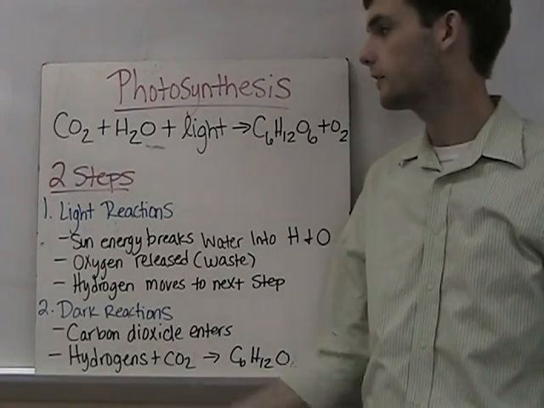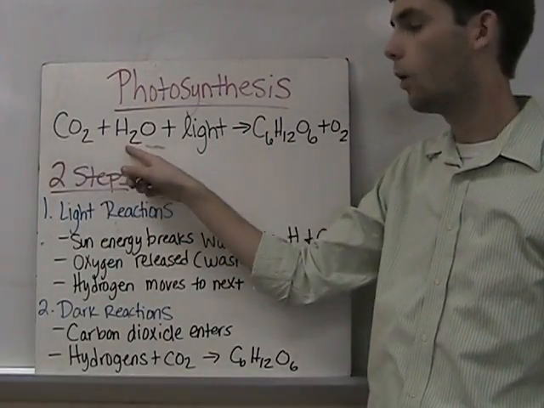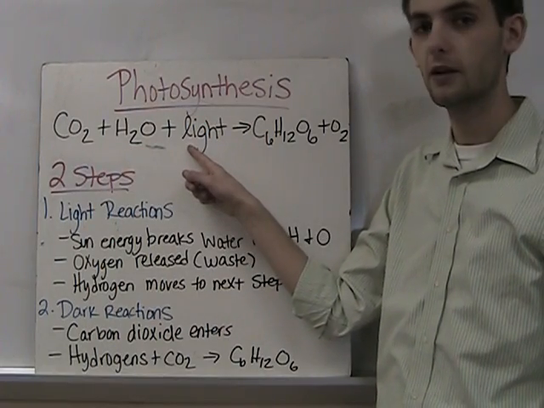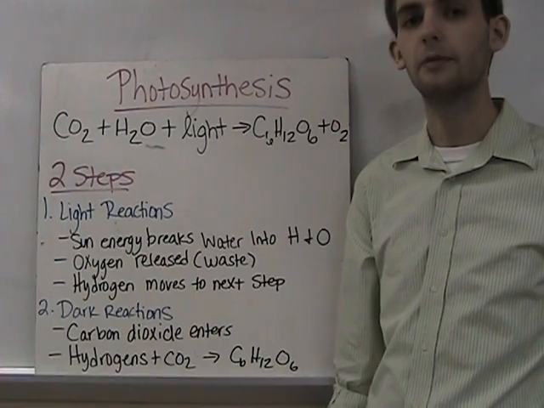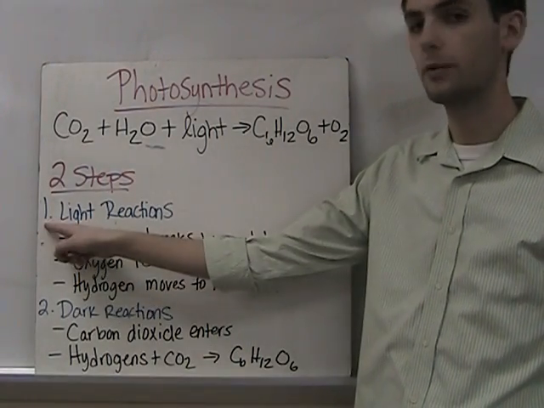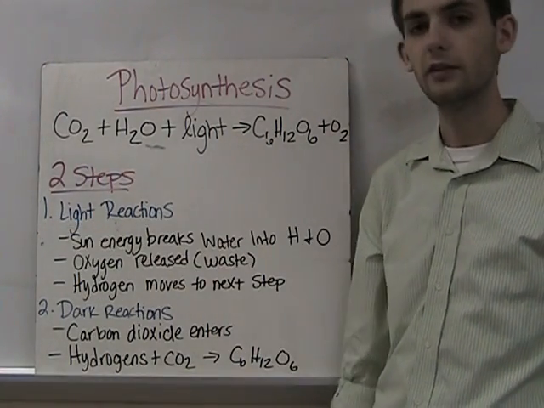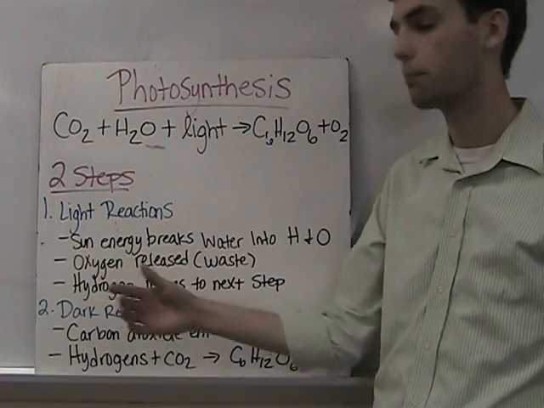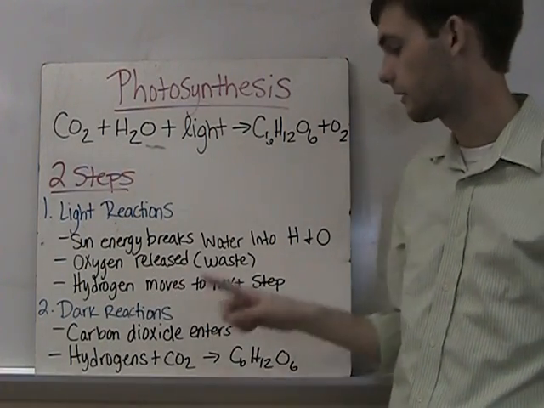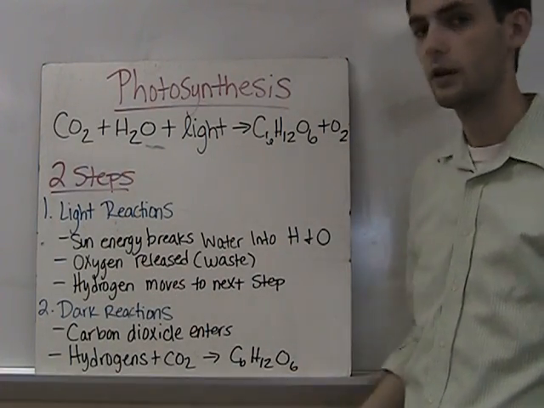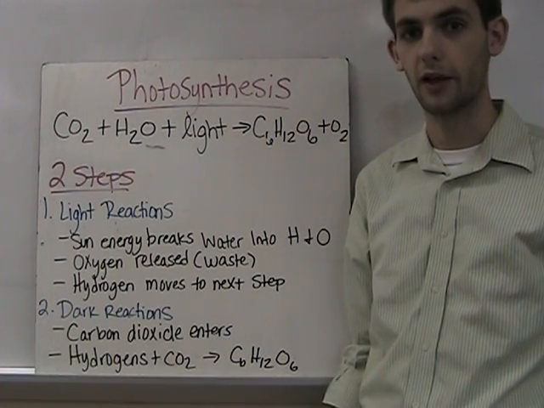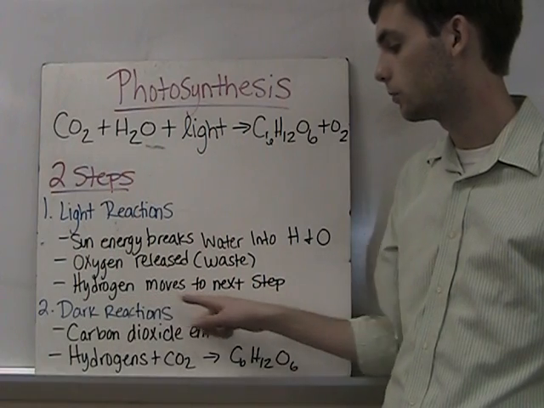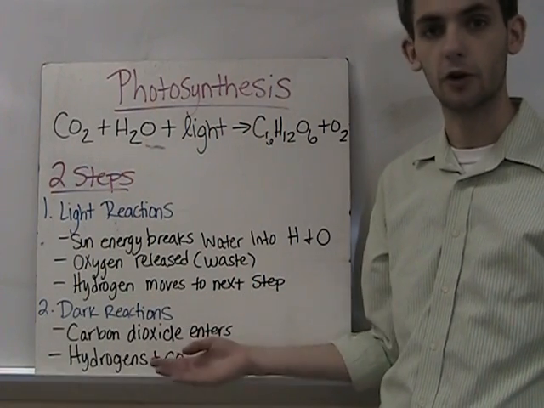Photosynthesis is the process of using carbon dioxide, water, and energy from the sun to create glucose and oxygen. This process happens in two steps. The first is what we call the light reactions. This is when the energy from the sun breaks water into its two components, hydrogen and oxygen. The oxygen will be released as a waste product of the light reactions, and hydrogen will move on to the next step, the dark reactions.